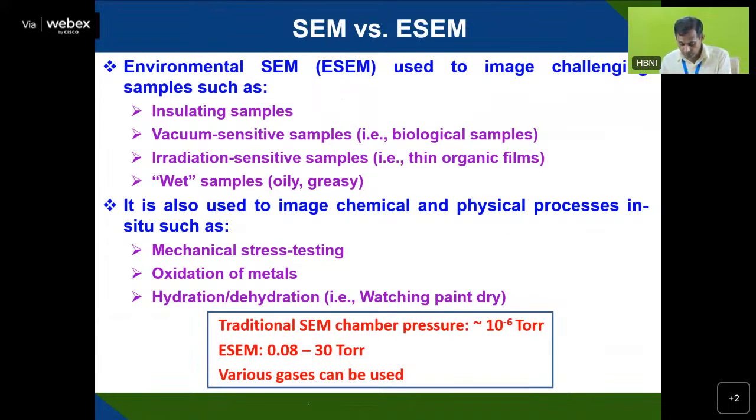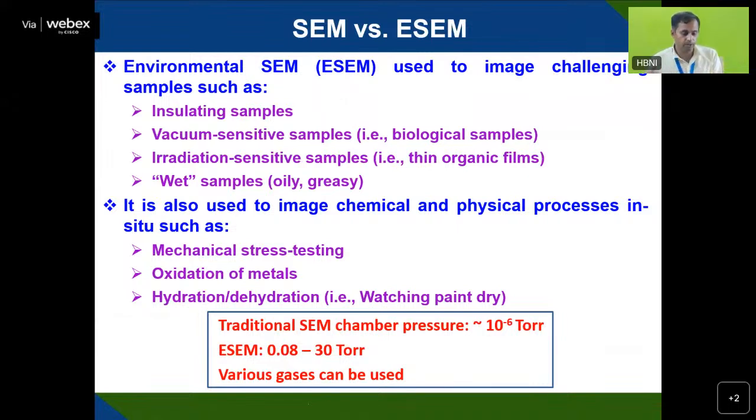So far, for SEM, scanning electron microscope, a high vacuum is necessary. But for biological samples or soft samples, you have to go for another technique called environmental scanning electron microscope. That is used to image challenging samples like insulating samples, vacuum sensitive samples, and irradiation sensitive samples. For such samples, the environmental SEM is necessary.